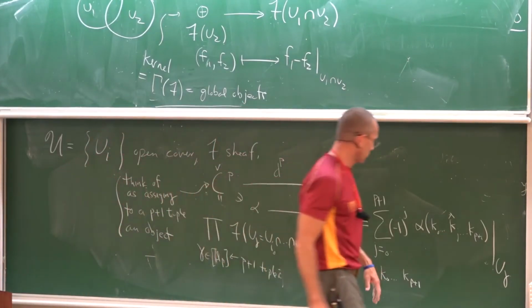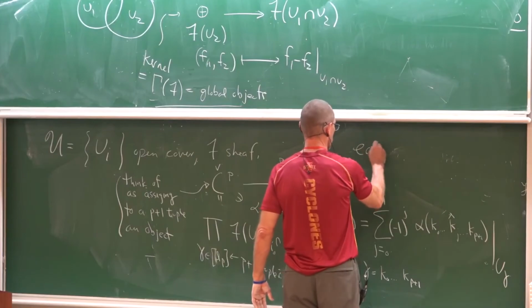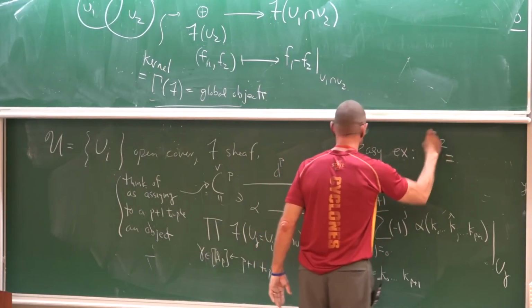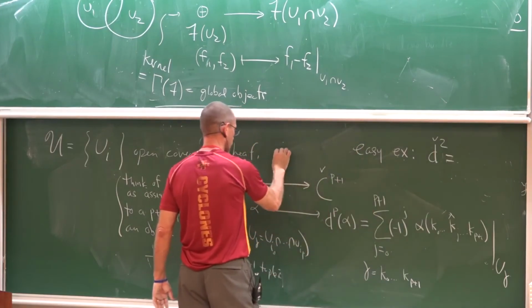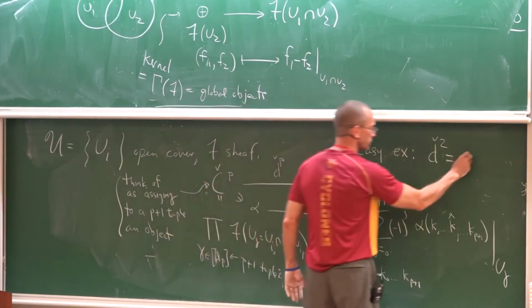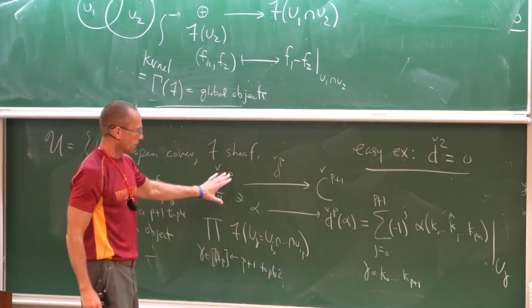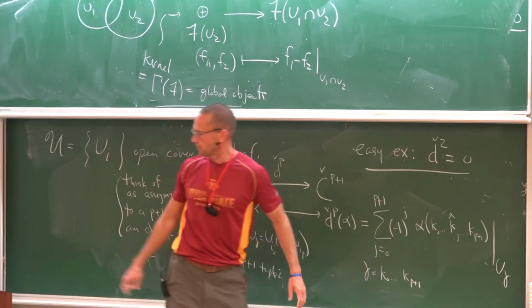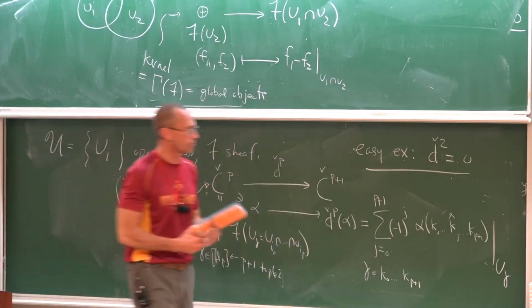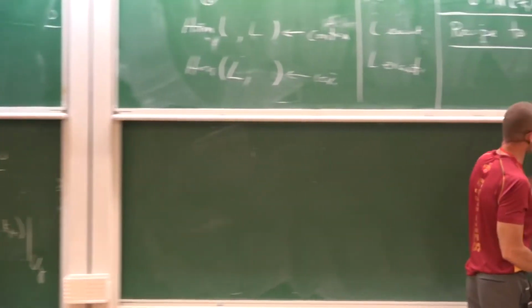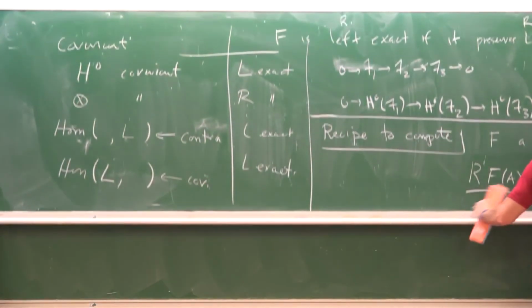So this is the definition of Čech cohomology. And then, easy exercise: d squared, I guess I should be fancy and write my d's with little checks on top, is equal to 0. So this really gives me a complex. Then we define the Čech cohomology of a sheaf and a cover as the cohomology of such a thing.